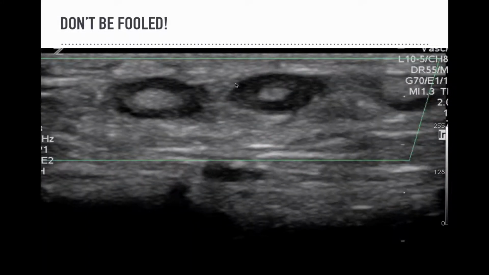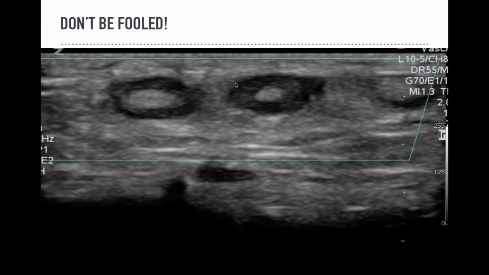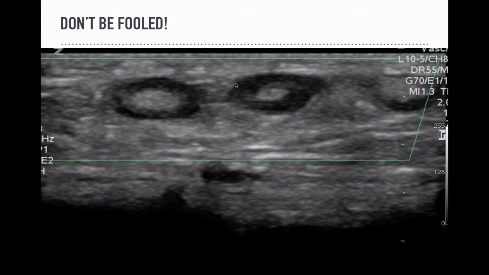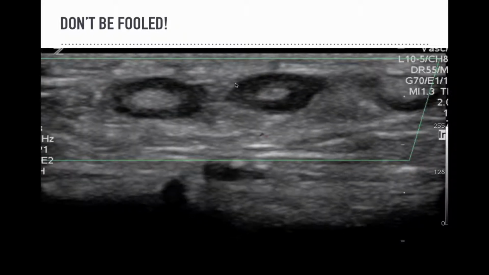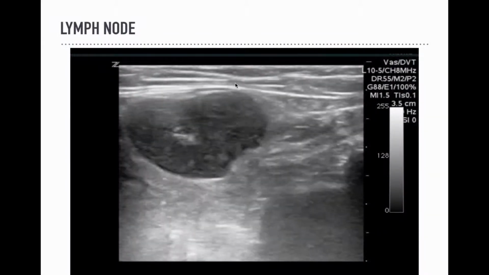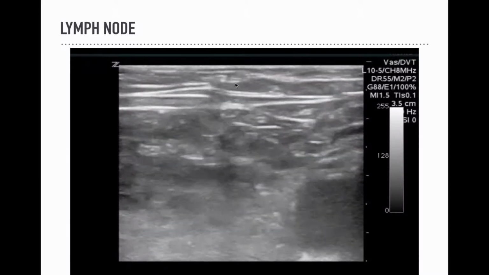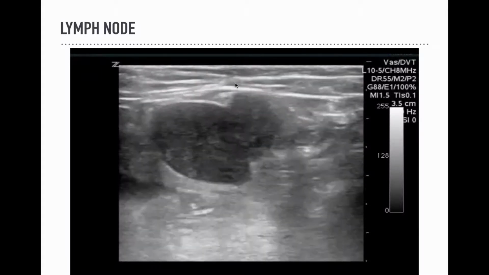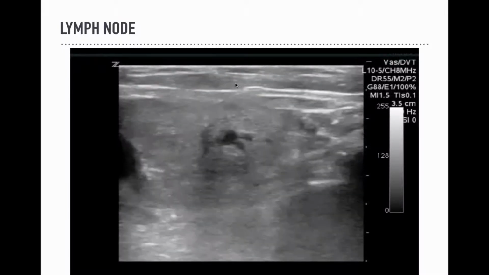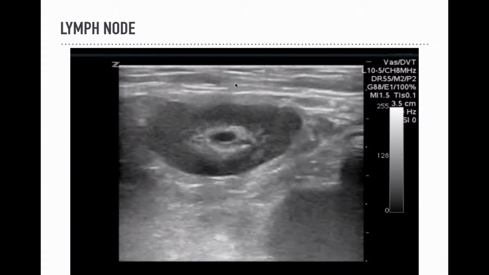Now don't be fooled. Some things look like abscesses, but they're not. Any idea what these are? They look like 2 eyes and a nose staring back at you. But those are lymph nodes. Lymph nodes look like tiny little kidneys in that they have a sort of hyperechoic center and then hypoechoic area around it. But that's not an abscess. You don't want to cut into that.